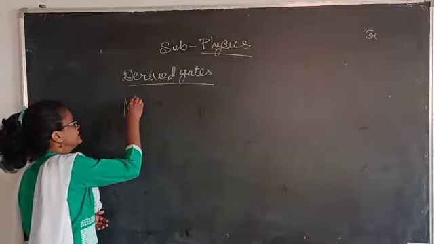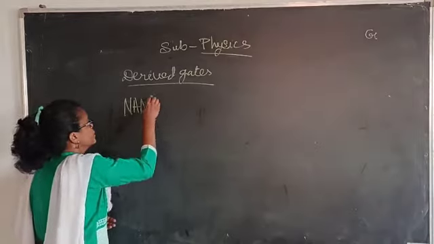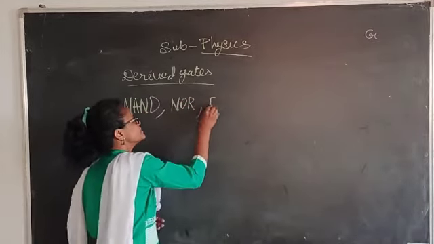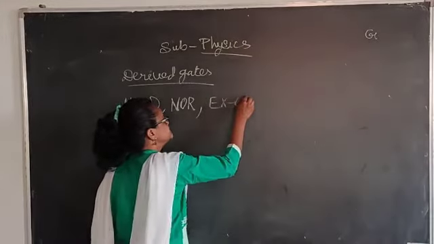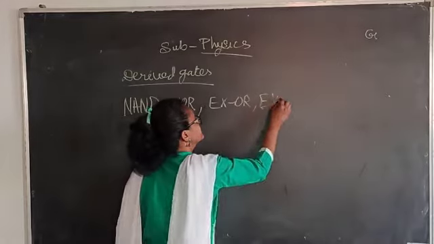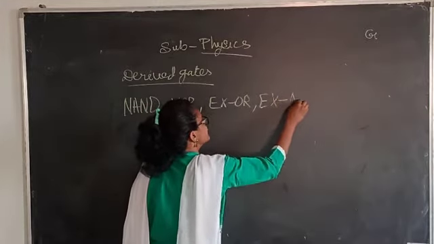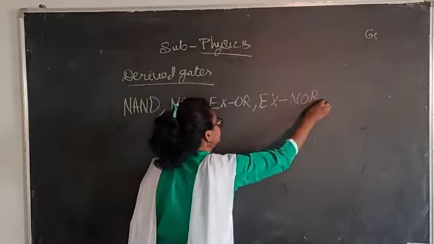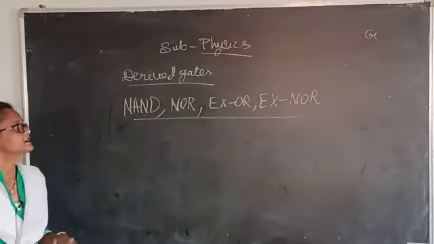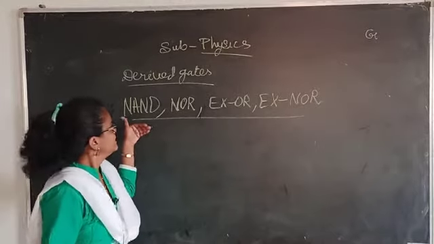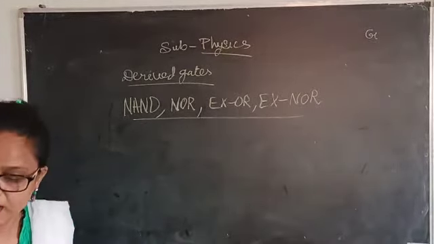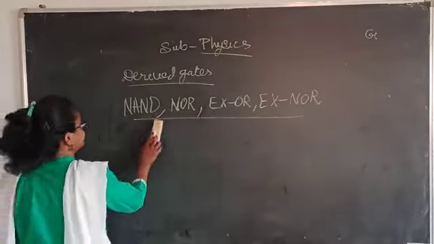NAND, NOR, XOR, XNOR, these are some of the derived gates. Okay, and we are going to study each gate in depth. Okay, so initially we'll start with the NAND gate.